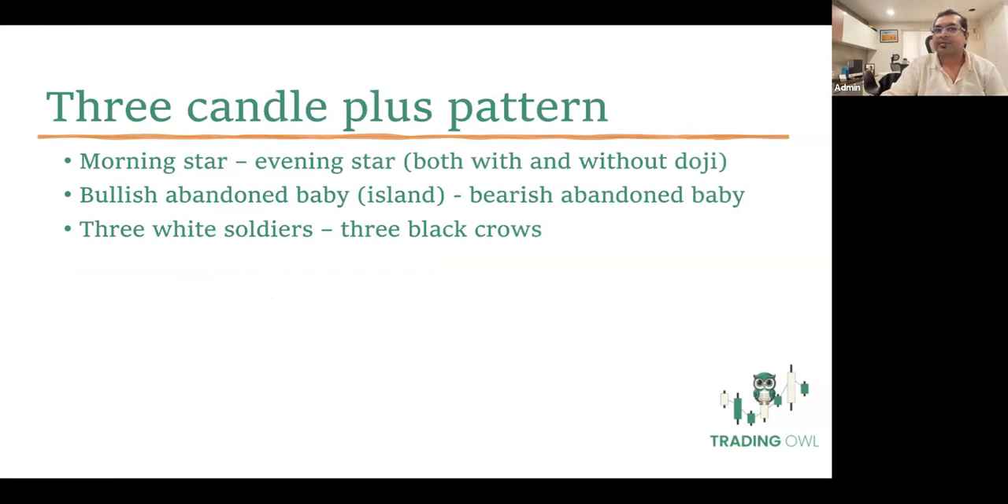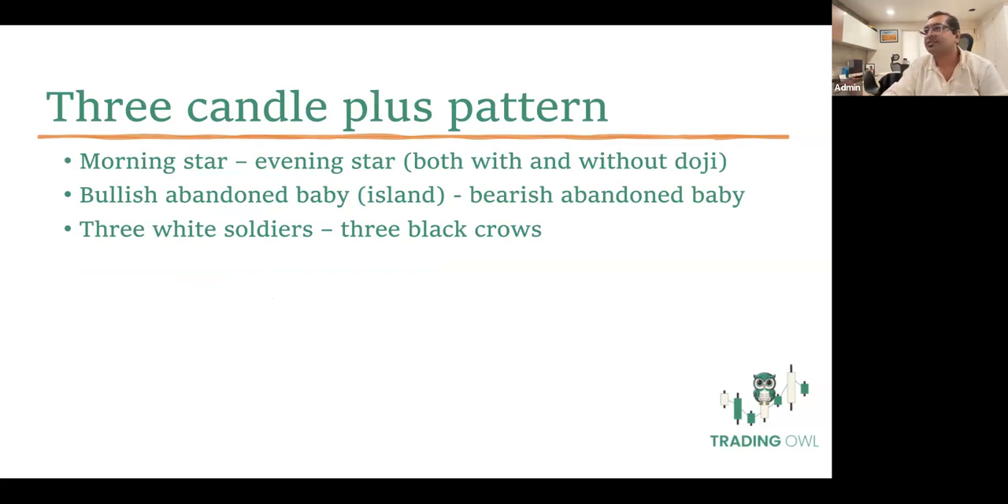Then the three candle plus patterns. These candles are used along with patterns like I showed you with Nifty today, the island reversal. So you have morning star, evening star, both with and without the doji. You have bullish abandoned baby, which is also called the island reversal. It's likewise called the bearish abandoned baby at the top. Then you have three white soldiers and the three black crows. These are the important candles.